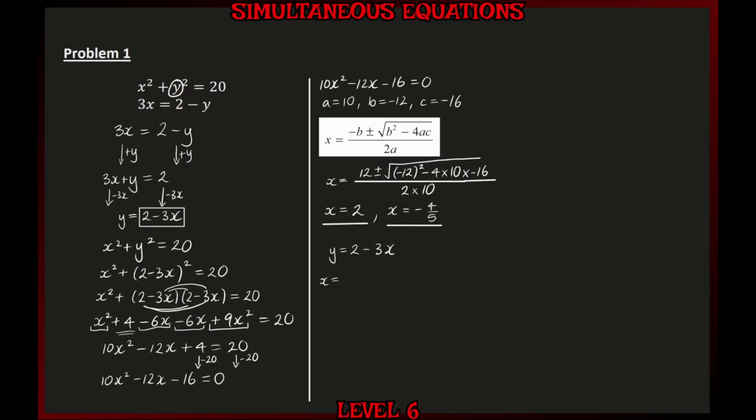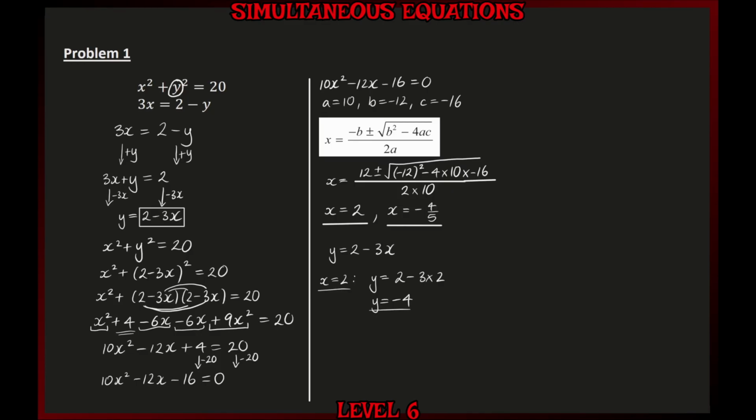So starting with when x is equal to 2, this equation becomes y is equal to 2 minus 3 times 2. So 3 times 2 is 6, and 2 minus 6 gives us minus 4. So y is equal to minus 4, and these form our first pair.